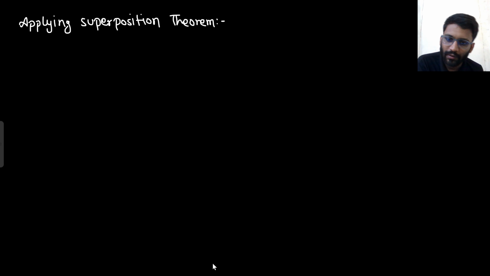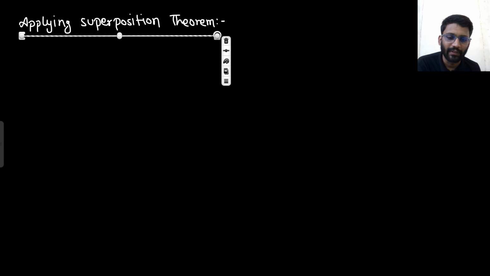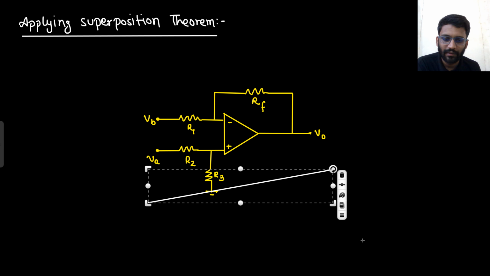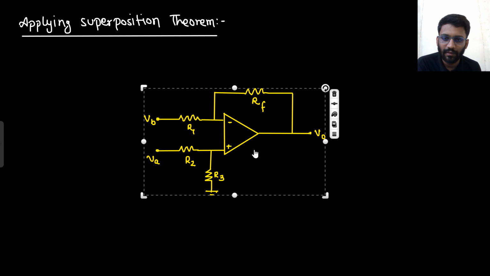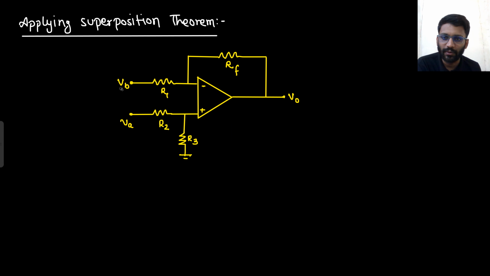Applying superposition theorem. First I am going to consider only VA. If I am going to consider only VA, then this will certainly be gone. This will be shorted. I hope you know the superposition theorem, that you must have understood in basic network analysis as well, right? So what will be this node?